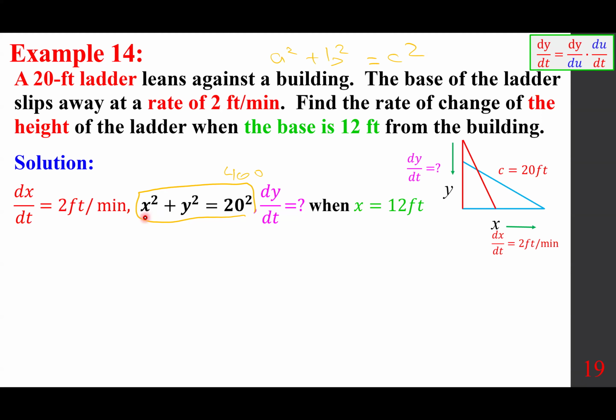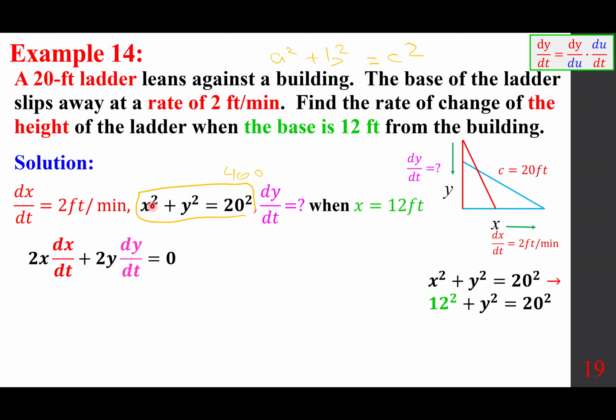So this one is 2x dx/dt. This one is 2y dy/dt. This one is a number giving you 0. And I hope you notice that if you look at this one, you have everything except the dy/dt that you're looking for. You don't have a y either. However, since x is 12, if I plug in here, I should be able to get to the answer.